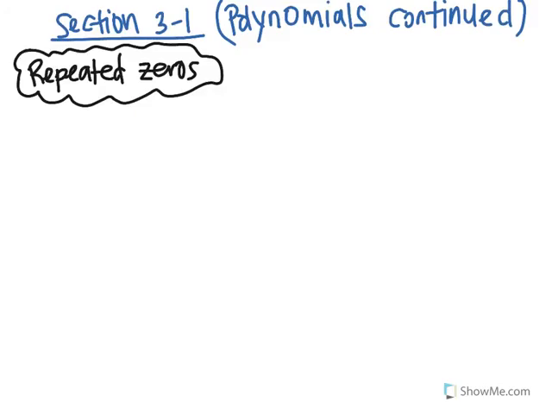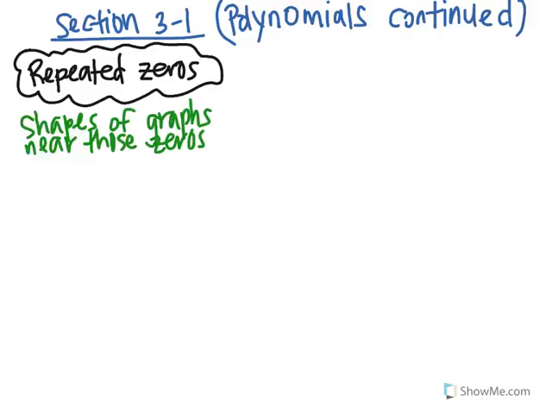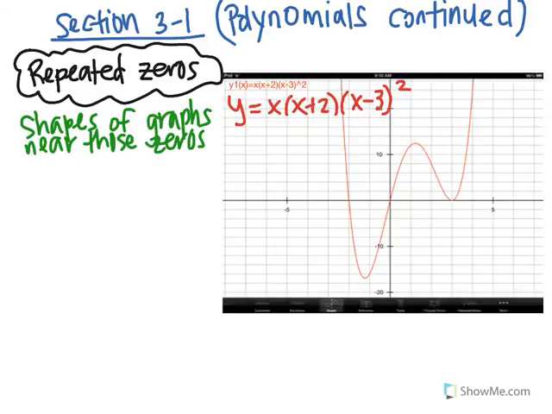So finishing off the notes for section 3-1, we're going to be looking at repeated zeros and also what the shapes of the graphs look like near those zeros. So the main thing is looking at what it looks like at the zero. A zero is also known as an x-intercept. So in this first example, the first thing you're going to be asked to do is find the zeros. And the zeros are the x-intercepts.